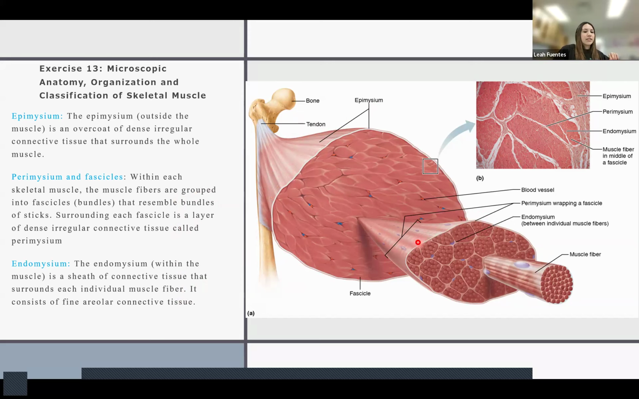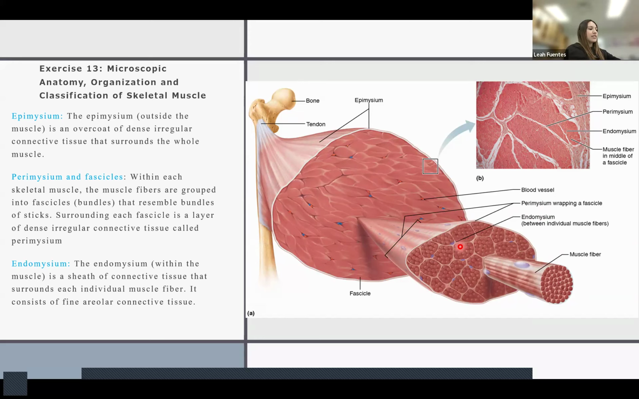Surrounding each fascicle is a layer of dense, irregular connective tissue called perimysium. So right here, we have perimysium wrapping a fascicle, which is all of this in here. So we have our epimysium and then our perimysium. And then we have our endomysium, which is within the muscle. This is, again, connective tissue that surrounds each individual muscle fiber. And this also has areolar connective tissue.